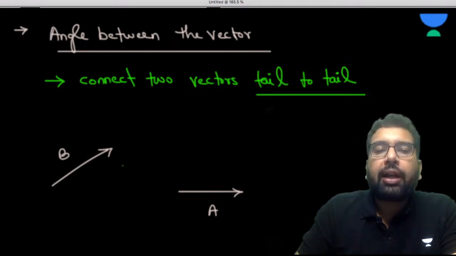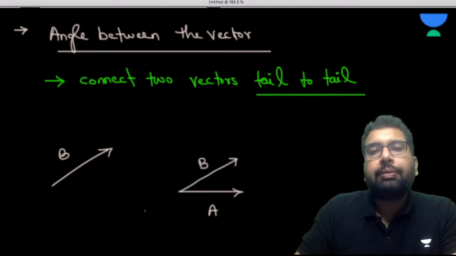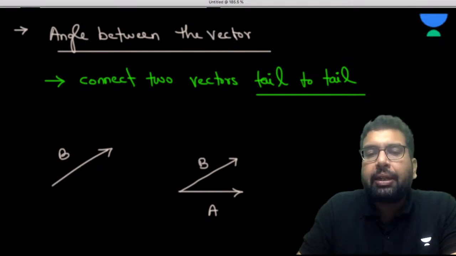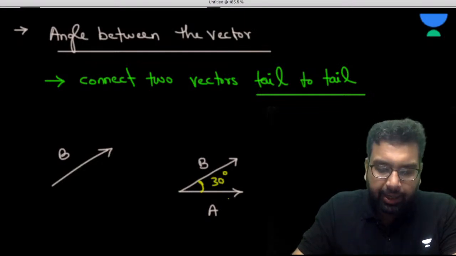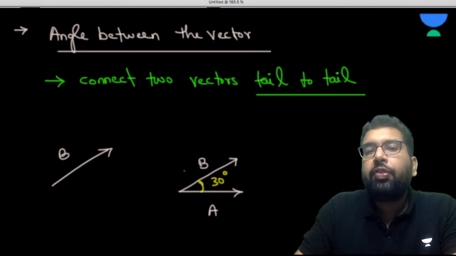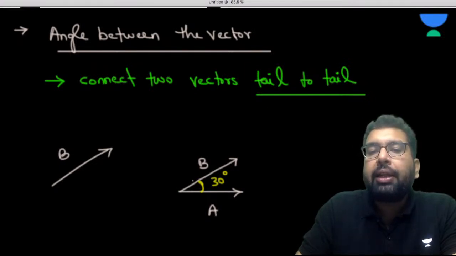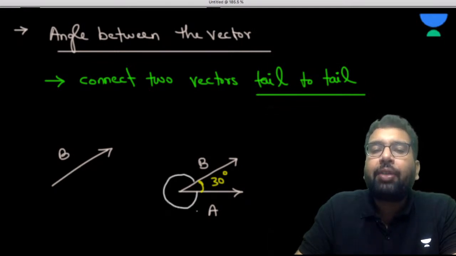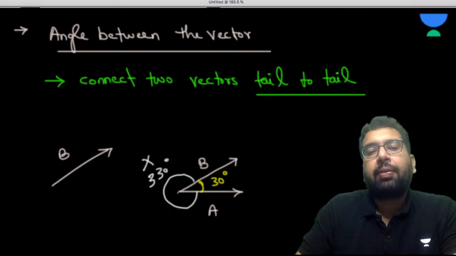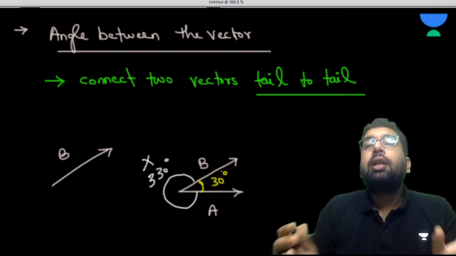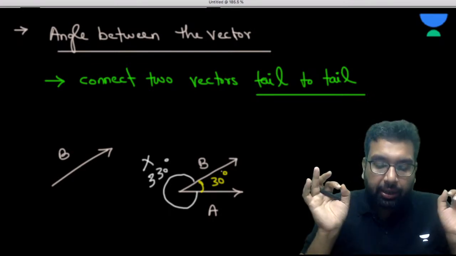So if I bring this B here and connect them tail to tail, it would look like this. I can take A also there, that doesn't matter. Now, please understand this. This is the angle between the vectors. Let's suppose this is 30 degrees. When you are connecting the vectors tail to tail, basically the smaller angle is taken. This other one can also be an angle between these two, but that would be 330 degrees. So remember, this is not the angle between the vectors. The angle between the vectors is the smaller of the two angles.